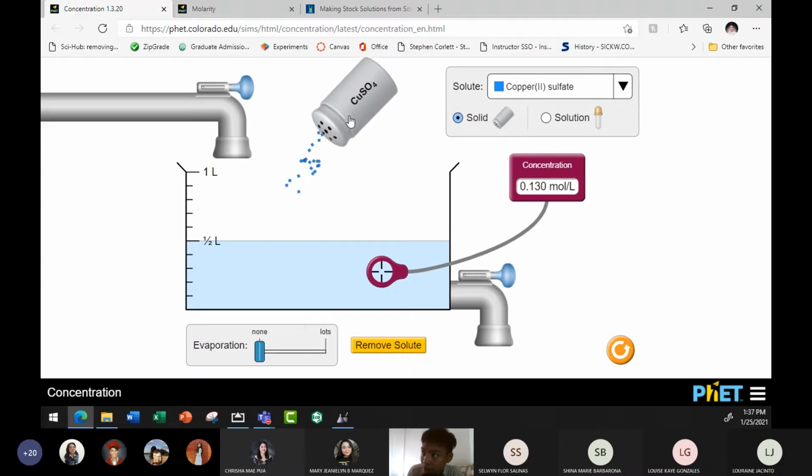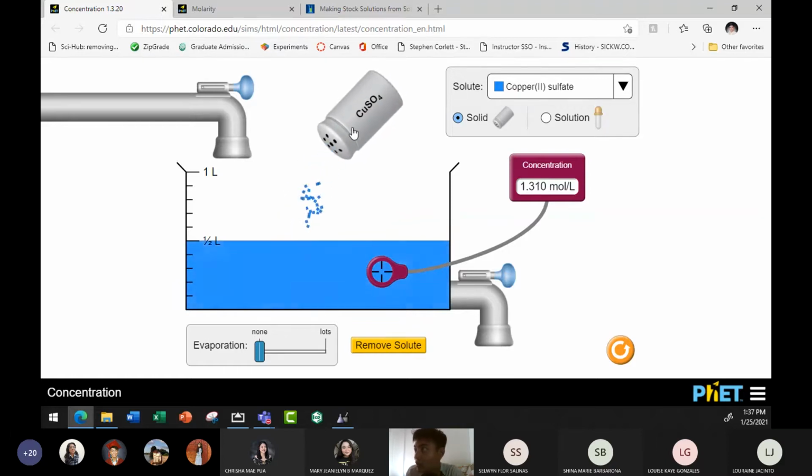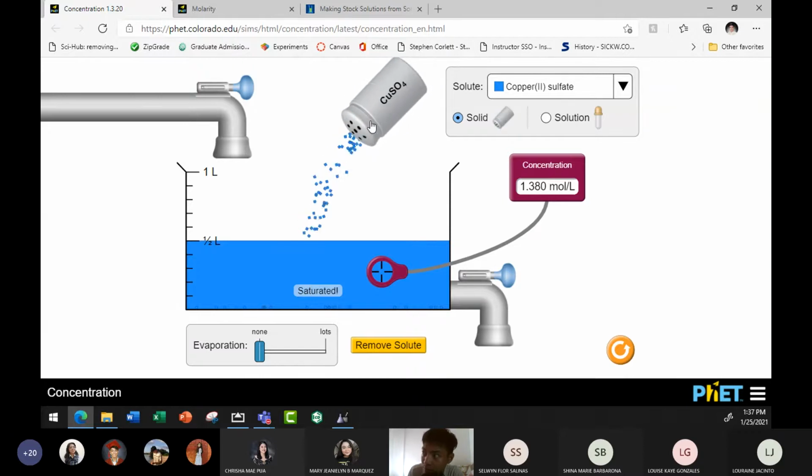So meaning ito ay unsaturated, no? However, if we continue to add our solute, we will reach the point of saturation. Ibig sabihin, nandun na siya sa maximum limit niya, no? And then, kapag nagdagdag pa tayo ng mas maraming solute, ano mapapansin nyo sa ilalim? Nagkakaroon na tayo ng crystals sa ilalim, no?